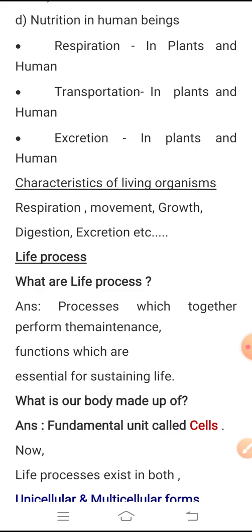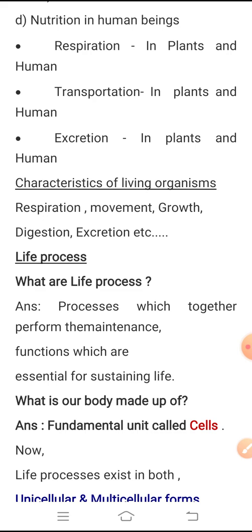The plants also perform some set of activities, right? For example, if you stop giving water to the plants, eventually they die, right? Because they get dried up. Or if you keep the plant away from sunlight, what happens? In that case also the plant gets dried up, right?